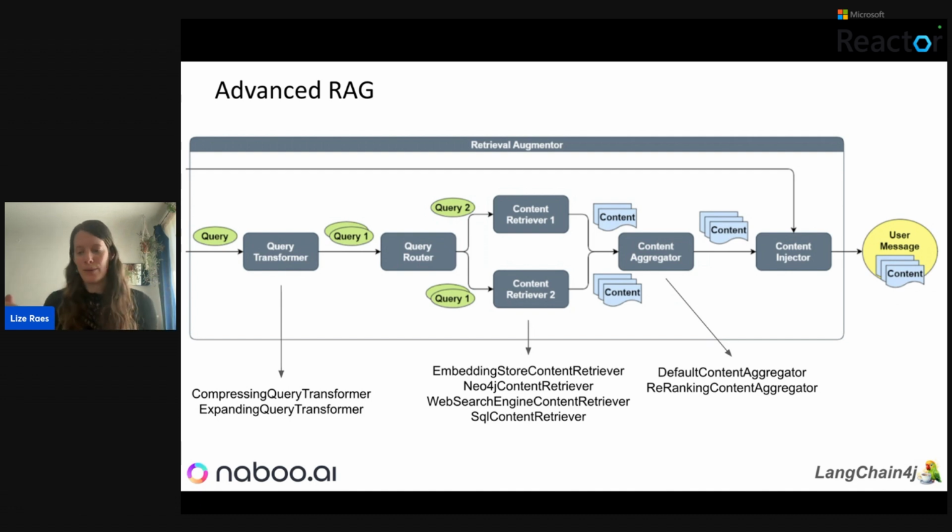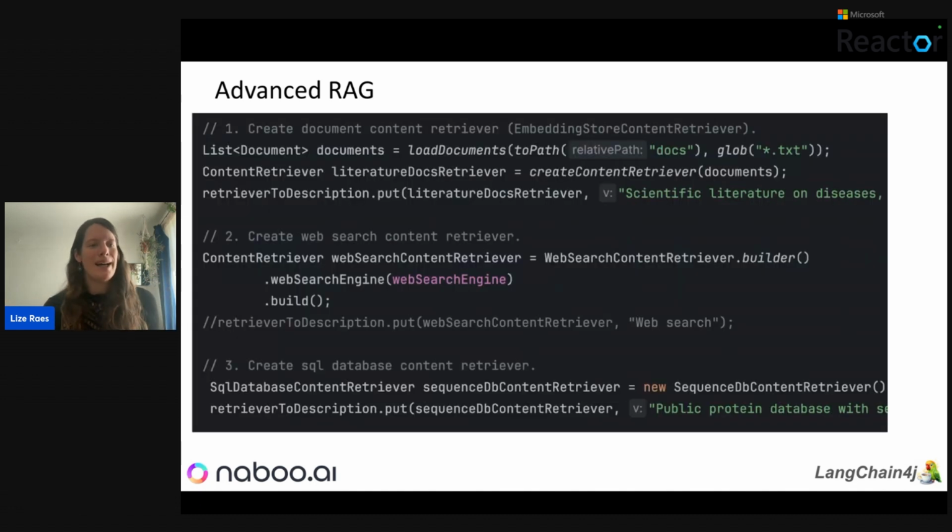Now, it looks pretty complex. What does it look like in code? Here we have 3 content retrievers. So we have a normal embedding store content retriever to search in our literature docs. You can look in the code later to see how this is done. It's also part of our tutorial if you go look there. And once we created this content retriever, we're going to put it in a map. That's very important. And give it a description. So this is scientific literature on diseases, and I mean, it's a longer description, it fell off the page. So our model actually knows what it's looking at and where it should search. The second one is web search.